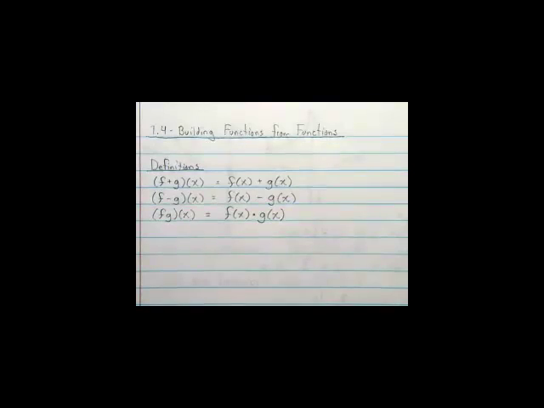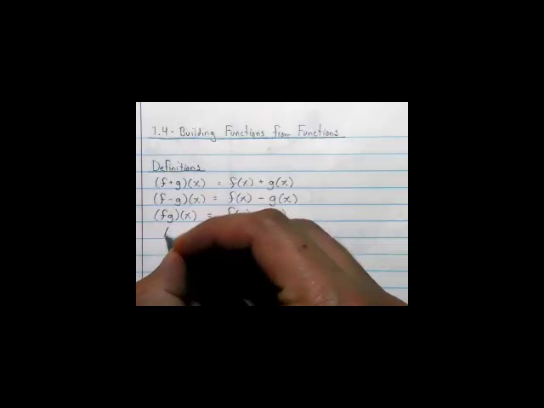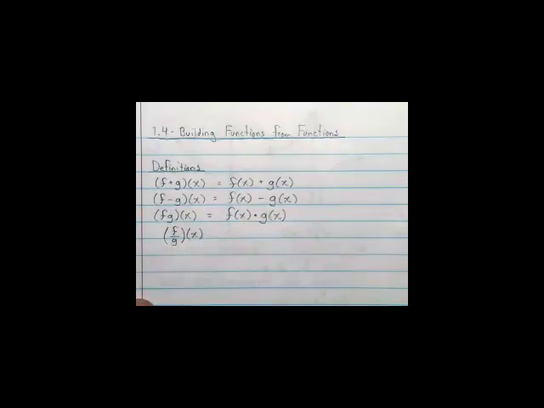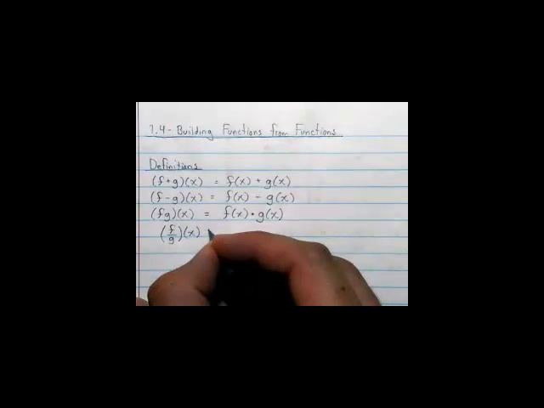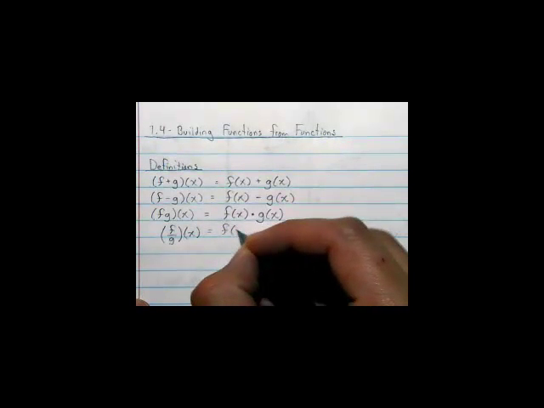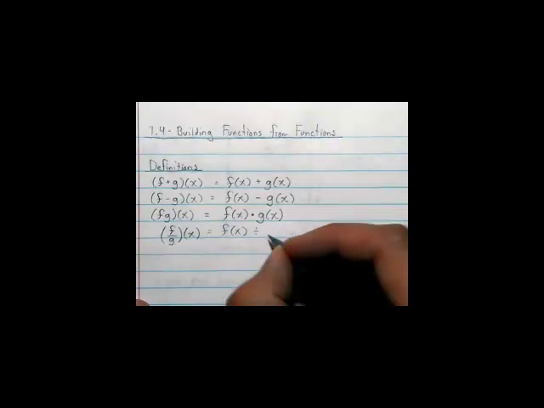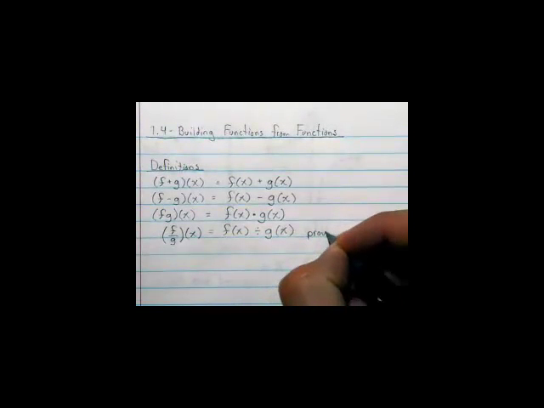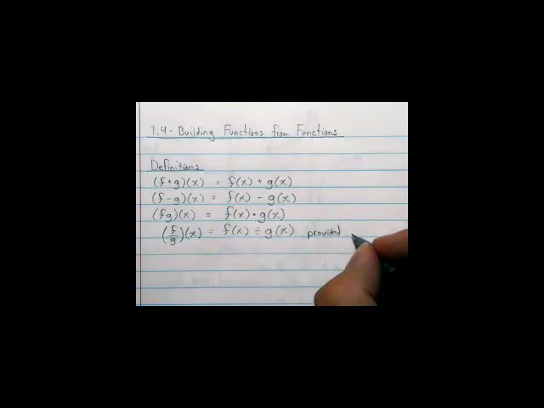And then the division, we have to be a little bit careful, because when we start dividing things, we have problems if we divide by 0. So f over g of x would be the same thing as taking f of x and dividing it by g of x. But we have to put a little caveat on here: provided that g of x doesn't equal 0.